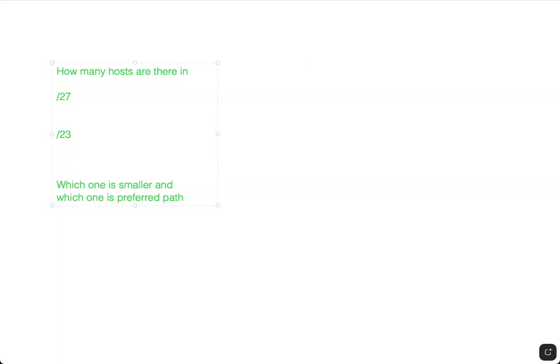My first question is, how many hosts are there in /23 and /27? Yes, /27 is preferred, that is correct. Someone said 30 hosts in /27. Okay, all right. What about /23? Someone says 32. 32 is wrong because you have to do 2 to the power of n, where n is 32 minus 27, minus 2. That will give you 32 minus 2, which is 30 hosts.